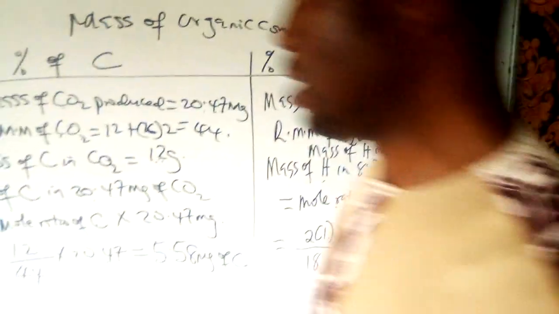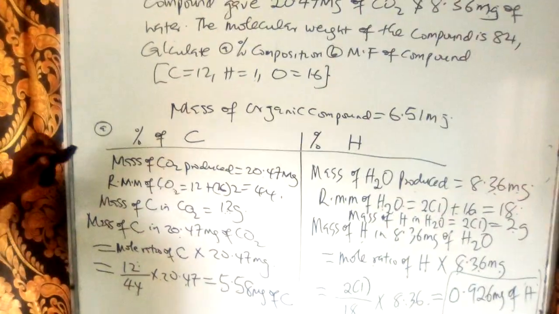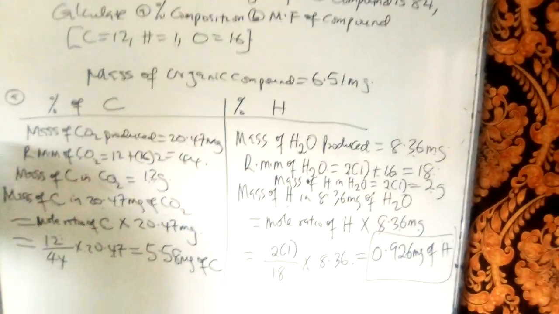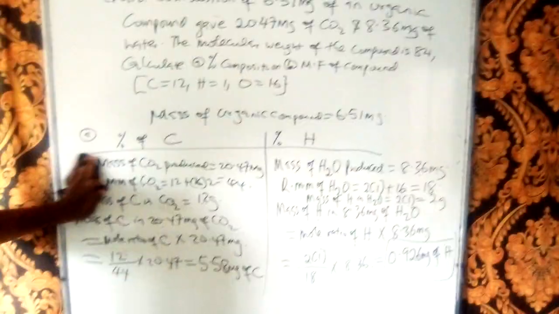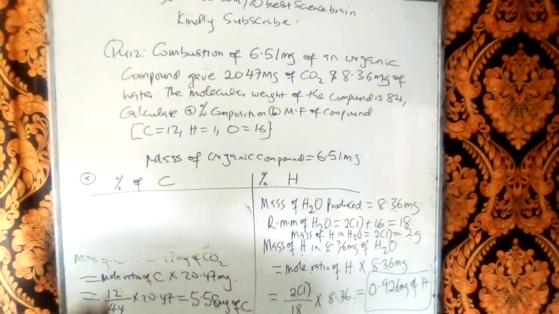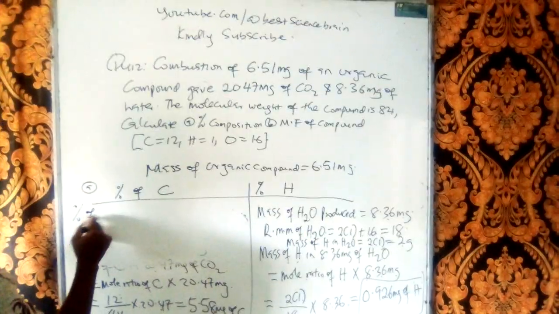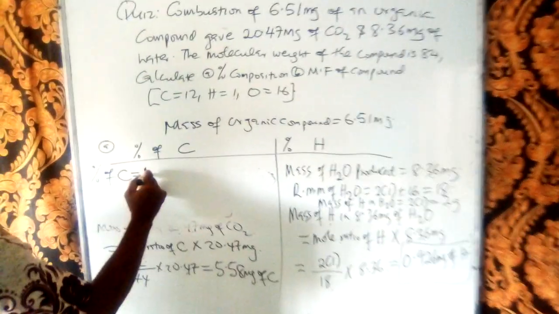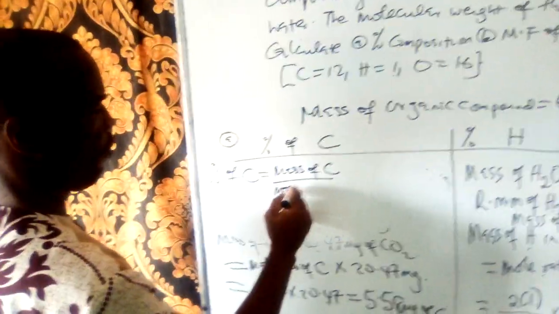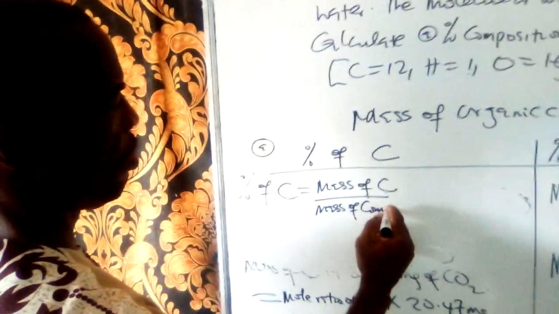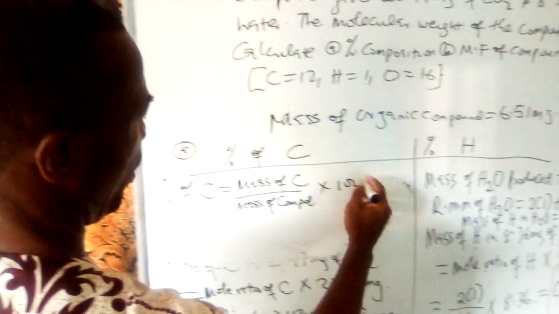So to find the percentage of carbon, you can click this side. You have a video on the board. If you want to put something down, you can pause your video and then put it down. Then let's find the percentage of carbon. The percentage of carbon will now become mass of carbon all over mass of compound times 100 over 1.